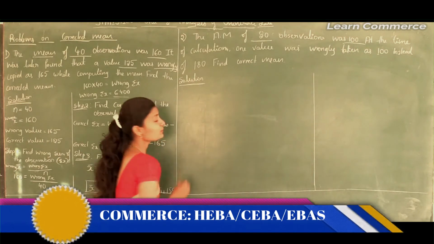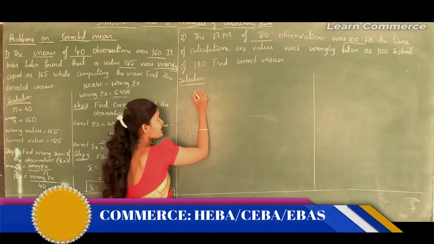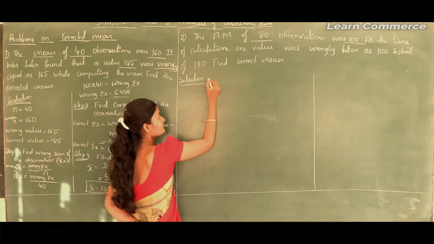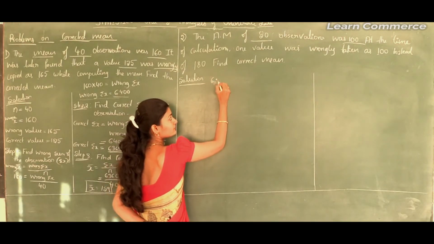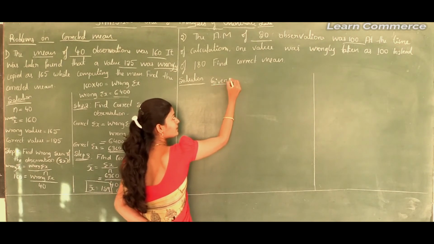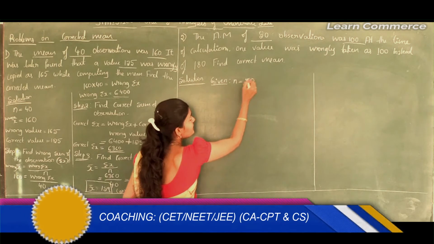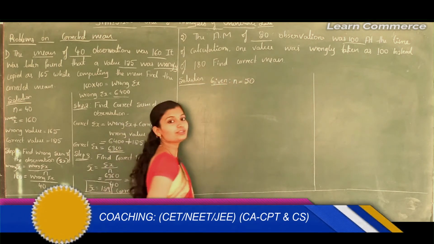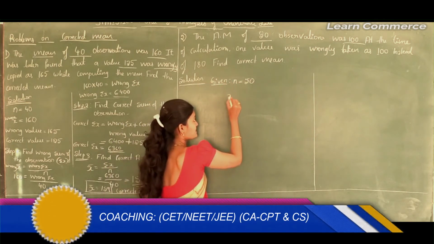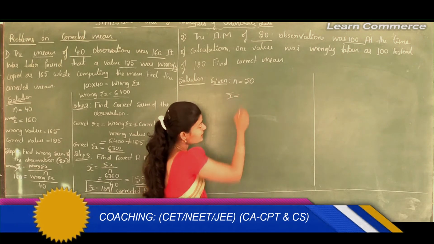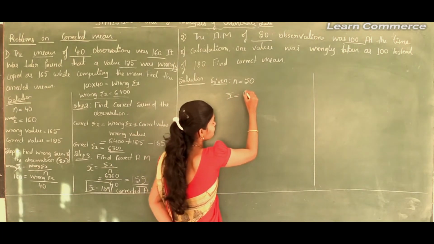We know that the number of observations is denoted by small letter n. So here small letter n is 50. Then the arithmetic mean is denoted by x bar. So x bar is equal to 100, the given information.